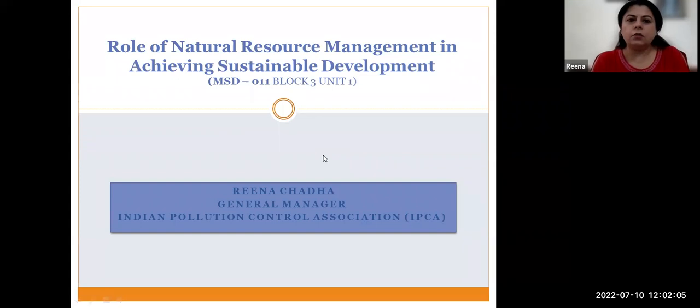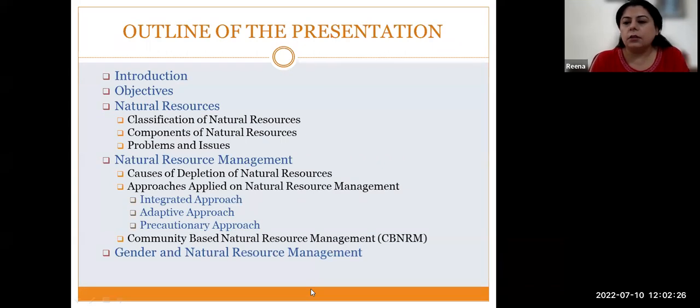Okay, so today we will be discussing the role of natural resource management in achieving sustainable development. So far you have been studying the definition of sustainable development, the different aspects of sustainable development, how it came into picture, and what were the global concerns which led to this concept of sustainable development.